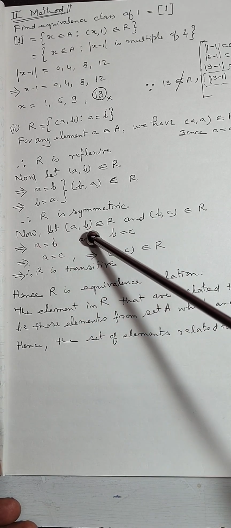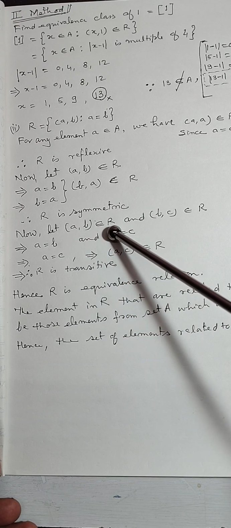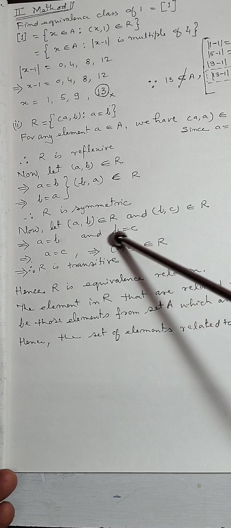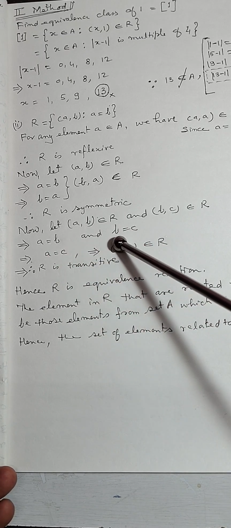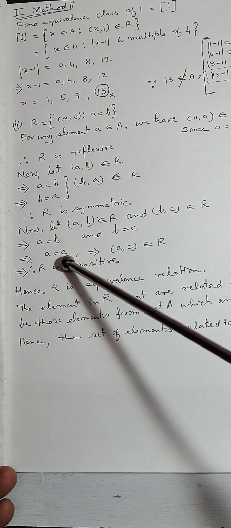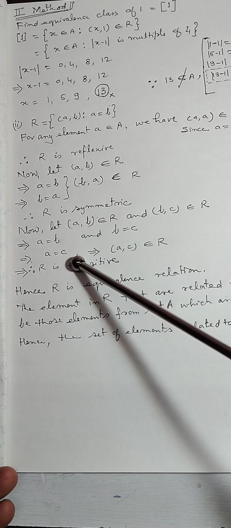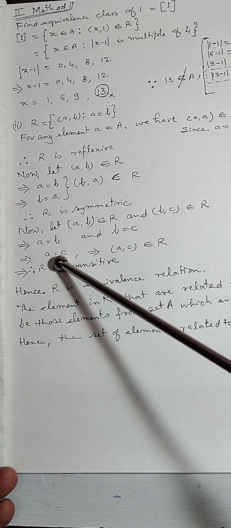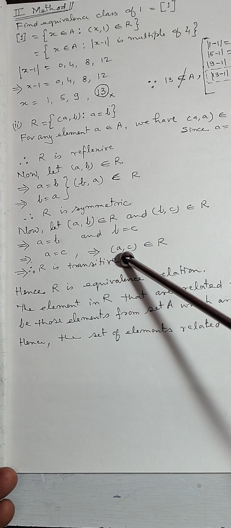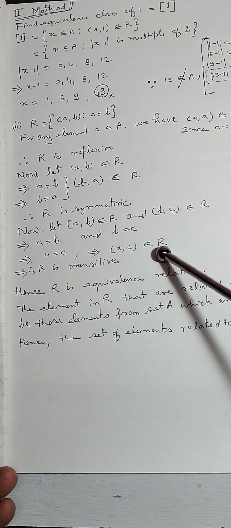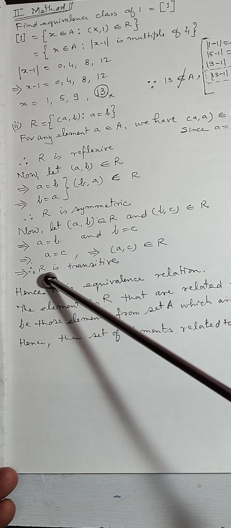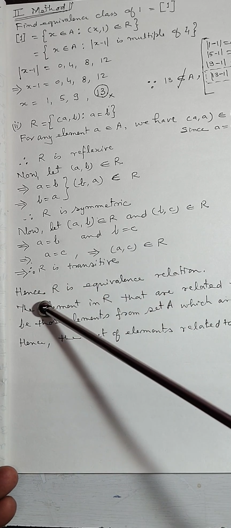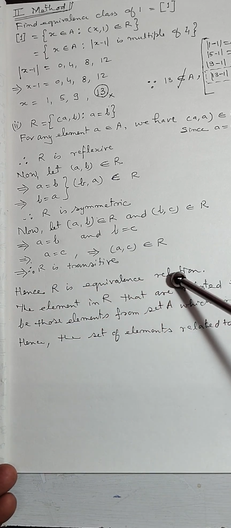Now let (a, b) belong to relation and (b, c) belong to relation. a is equal to b and b is equal to c. So a is equal to c. ये ट्रांजिटिविटी लॉ है। देखिए a is equal to b and b is equal to c. Therefore a is equal to c. This implies that (a, c) belongs to relation. Therefore, relation is transitive. Hence, relation is an equivalence relation.